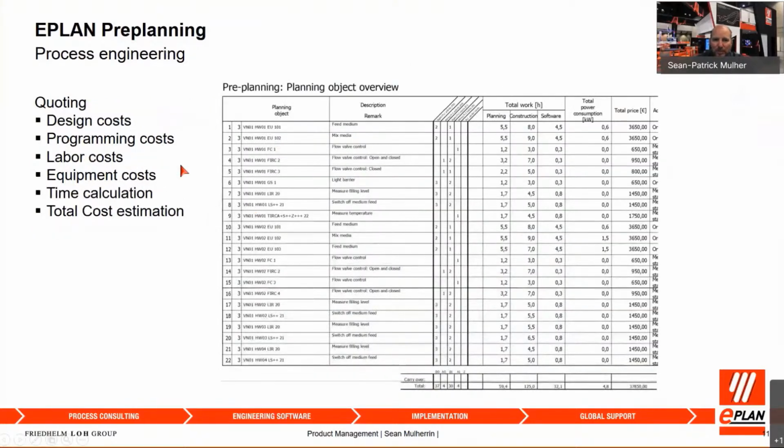ePlan pre-planning can also be used as a quoting tool, meaning that once I've created my P&ID or I've imported data using my structure, I can report this data and summarize all of the requirements, such as identify how many IOs do I need, digital, analog, or also calculate the planning time, the costing time, or the construction time, or the software programming time, and the total cost. These can all then be added in a report and used for quoting purposes to get an understanding of how much that system is going to cost.